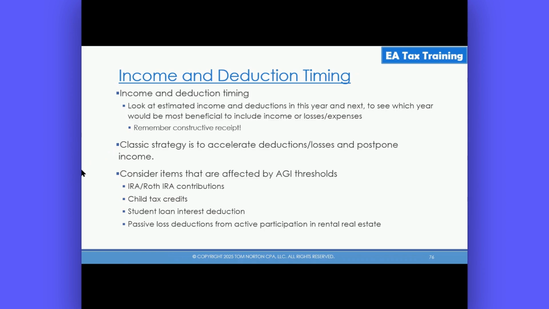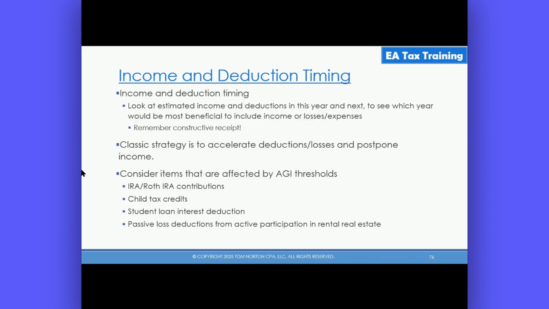The classic strategy is you want to accelerate deductions and losses and you want to postpone income. So in general, we would say it is better to pay taxes later rather than sooner. So if you can put off income until next year, you're generally better off than including it this year. And if you can include expenses this year, you are generally better off than if you deduct those next year. So that's the classic strategy. There can, of course, be exceptions to that, but that's kind of the general rule that we think about when we are doing tax planning.